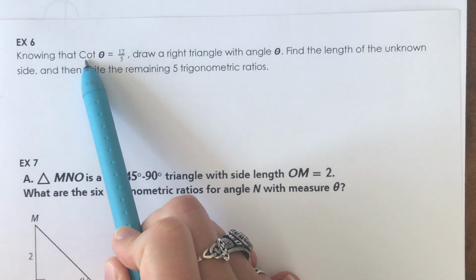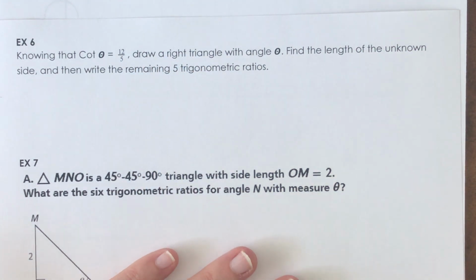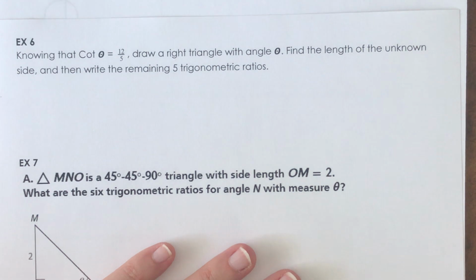Knowing that the cotangent of theta is 12 over 5, draw a right triangle with angle theta. Find the length of the unknown side and then write the remaining 5 trig ratios. So this is very similar to example number 5 that we just did, except I'm not giving you the picture. You're going to have to draw the picture on your own.